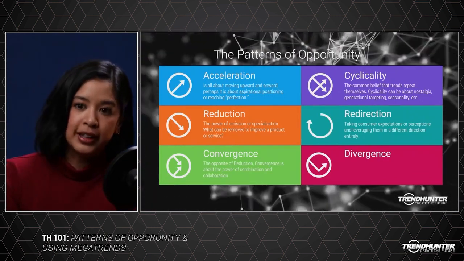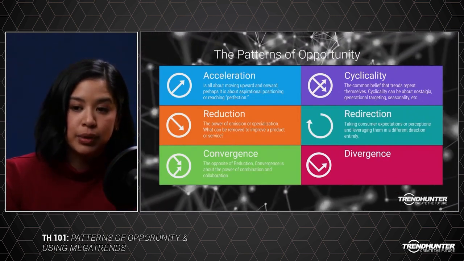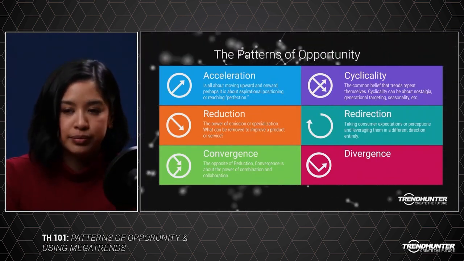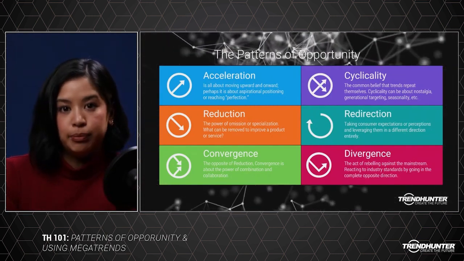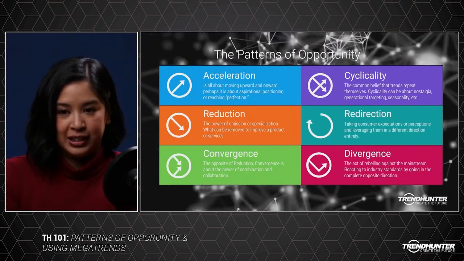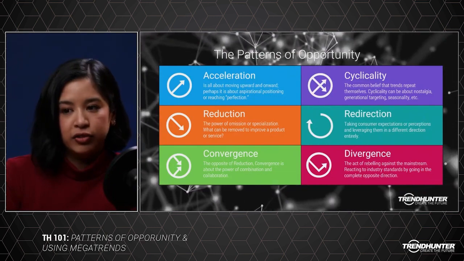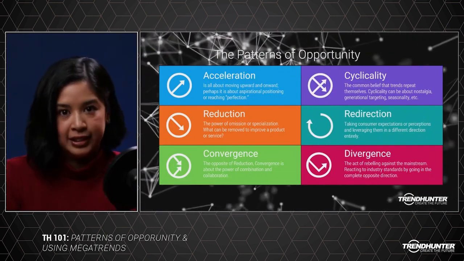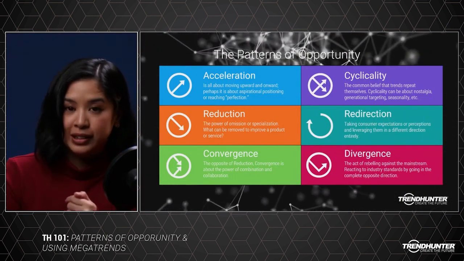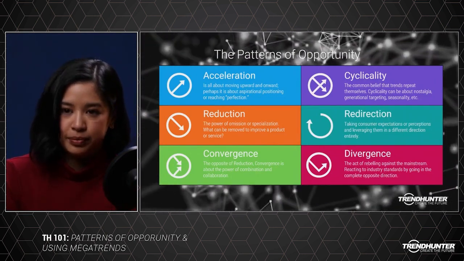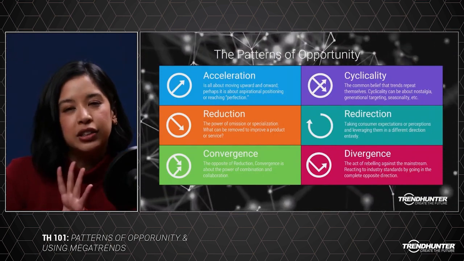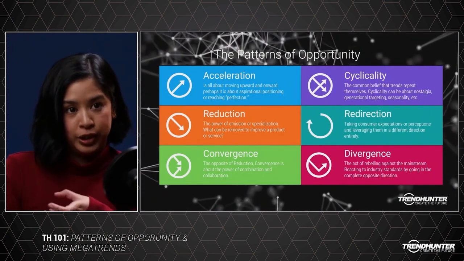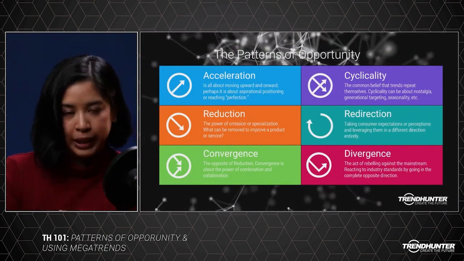Redirection is about taking consumer expectations and leveraging them in a different direction entirely. So kind of going against the grain of what's expected of you to surprise and delight. Convergence is what I often like to call the opposite of reduction, because it's about adding layers, combining ideas, collaboration. And most popular, we have our divergence pattern, which is all about the act of rebelling against the mainstream. So thinking about what's expected of you in your industry and doing essentially the opposite to really shock and surprise.